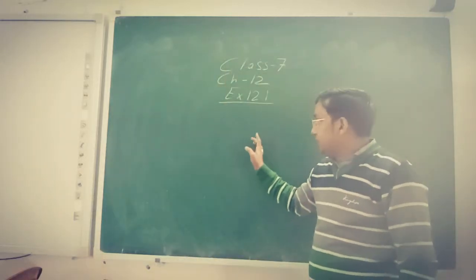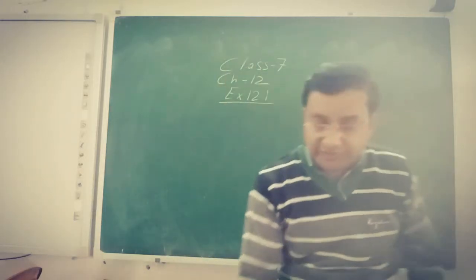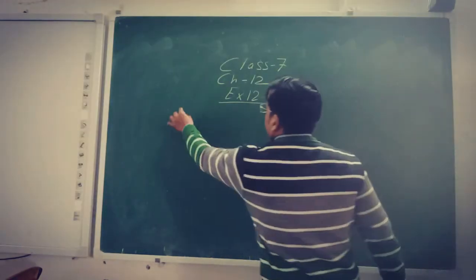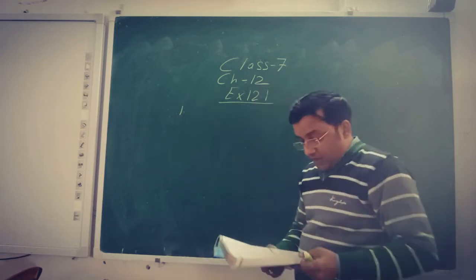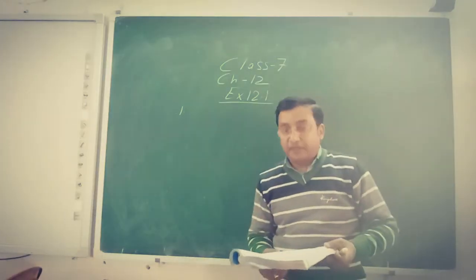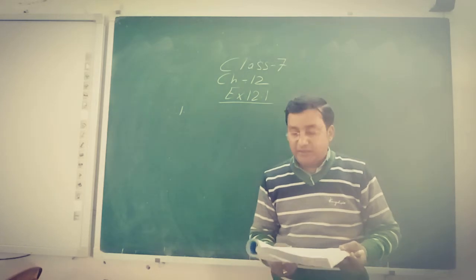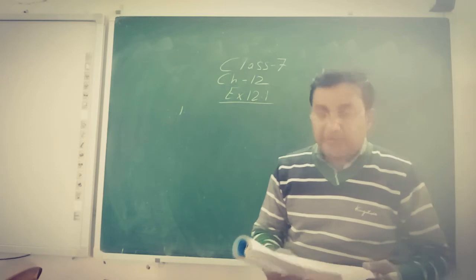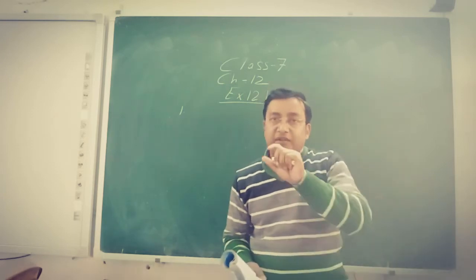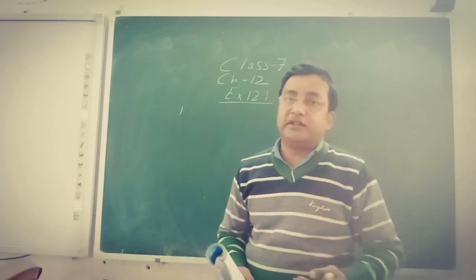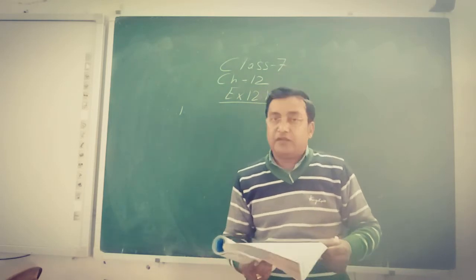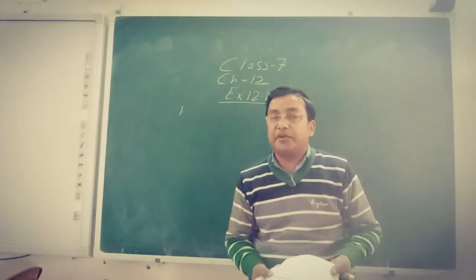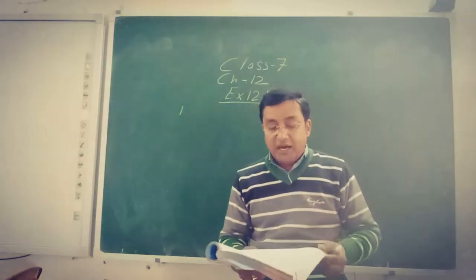Today we are going to do questions from exercise 12.1. Now the very first question is, give the algebraic expression in the following cases using variables, constants and arithmetic operations. Okay, means you will be given a sentence and you have to convert those sentences into mathematical form using variables, constants and arithmetic operations. Arithmetic operations are plus, minus, multiplication and division.